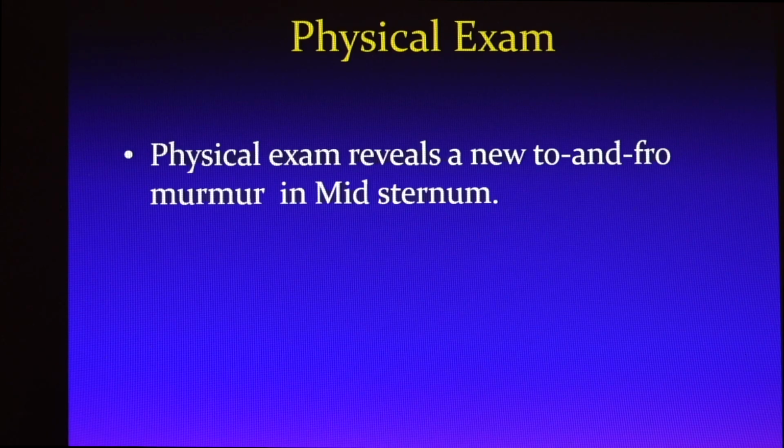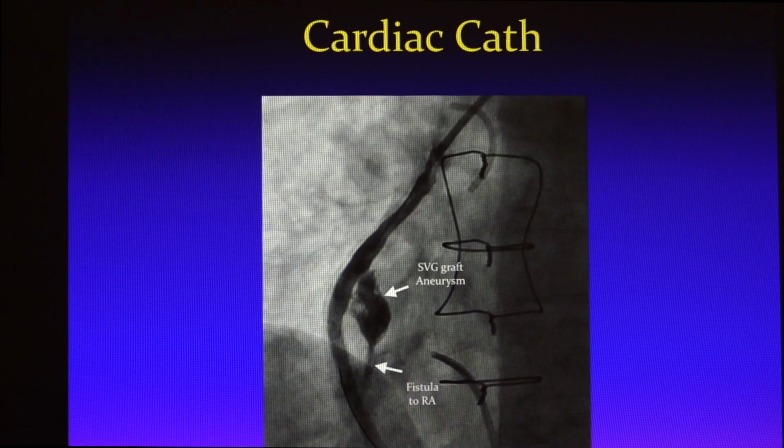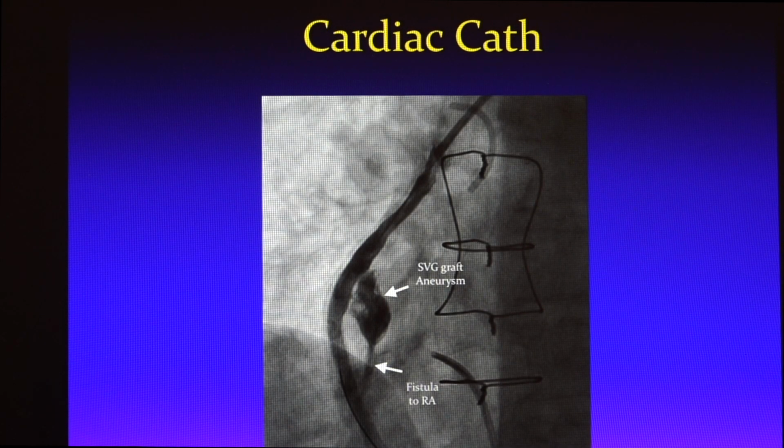On physical exam, she had a very interesting to-and-fro murmur in the mid-sternum. When we did the cardiac cath, we did not find any lesions. The only thing we could see is this. This is the saphenous vein graft to the RCA, and you can see there's a vein graft aneurysm. Not only that, you can see the flow going all the way to the right atrium.